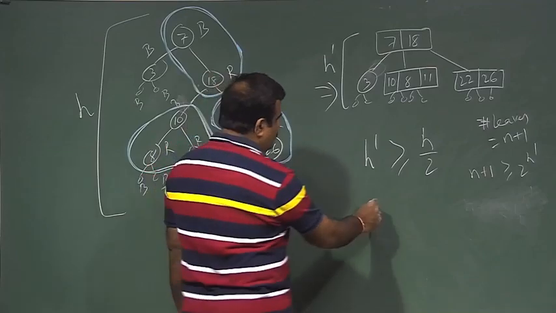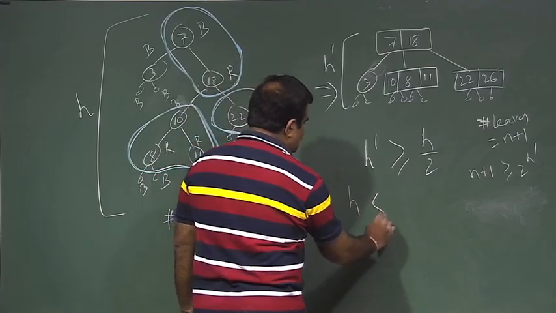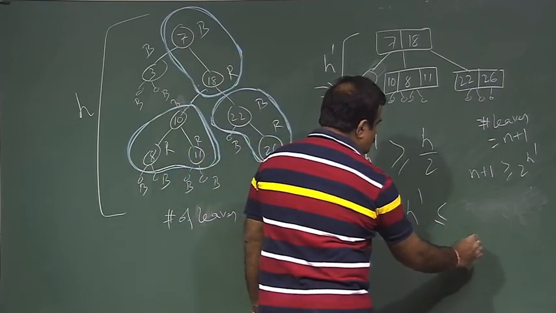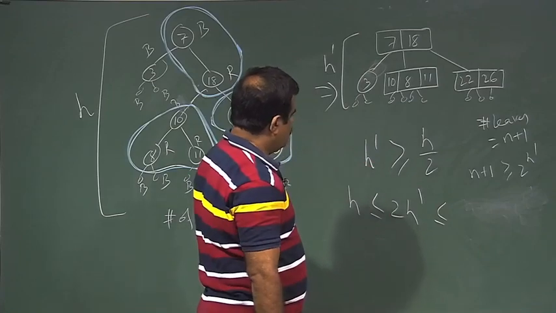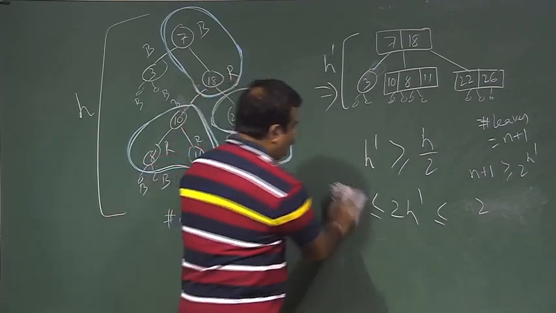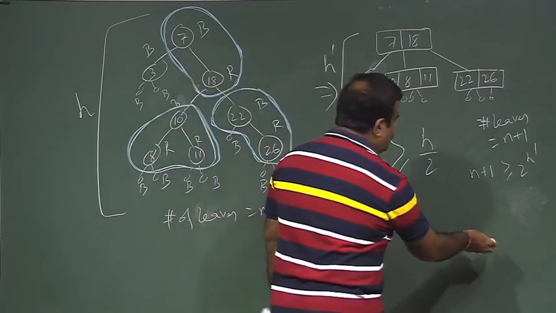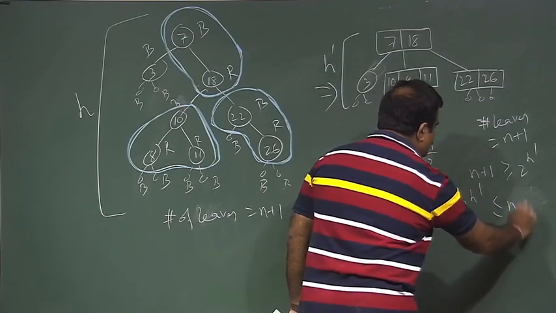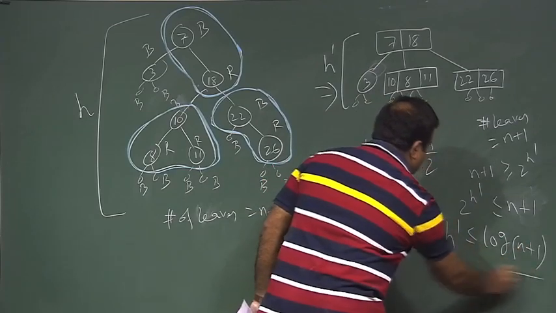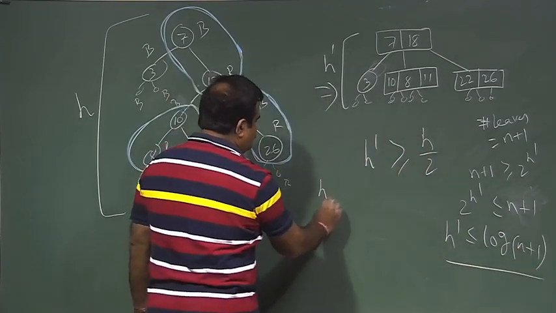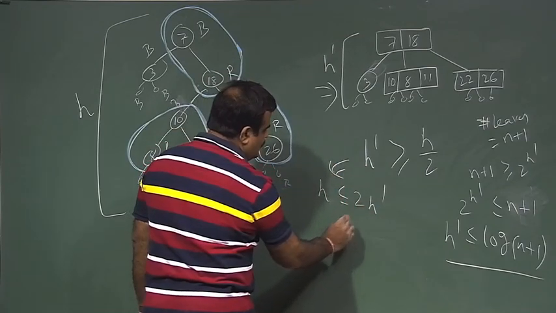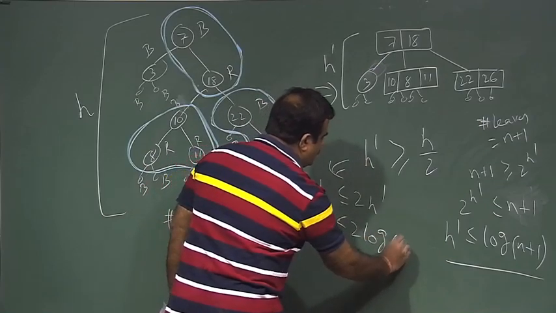So basically from here we can say h is less than or equal to 2 h prime. And 2 to the power h prime is less than or equal to n plus 1. So h prime is less than or equal to log of n plus 1. This we are going to use here. So h is less than or equal to 2 h prime, which is less than or equal to 2 log of n plus 1.